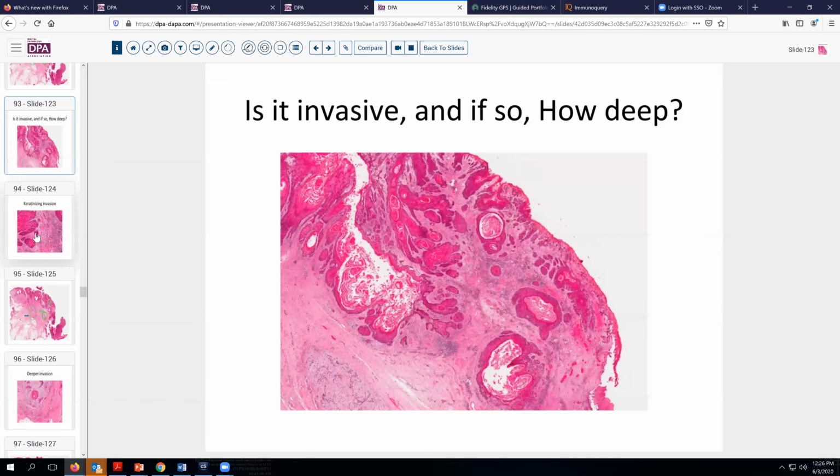So let's look first at that first area. And we see there's some slight irregular keratinization here, but mostly just inflammation. So is this invasive? Well, probably we've got microinvasion in this area. And then where would we measure the depth to? Well, let's go to the next area.